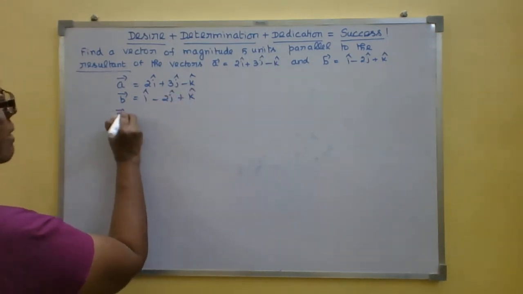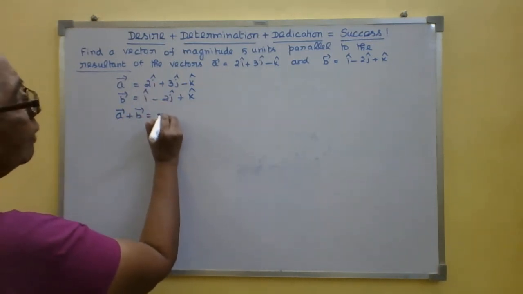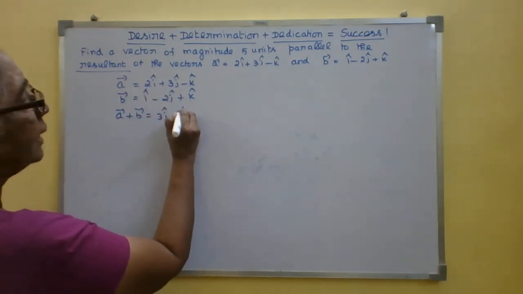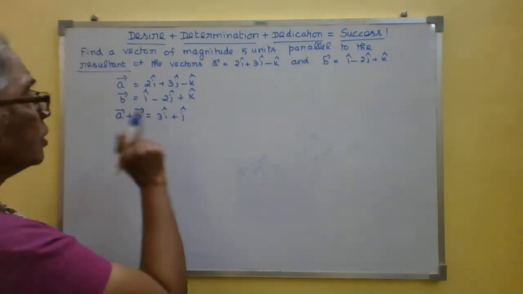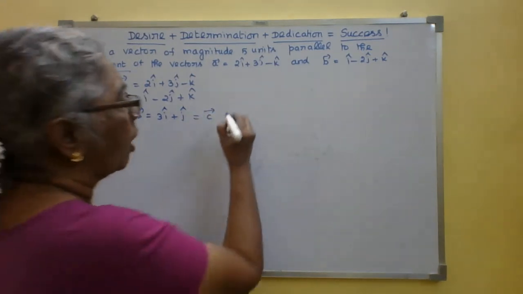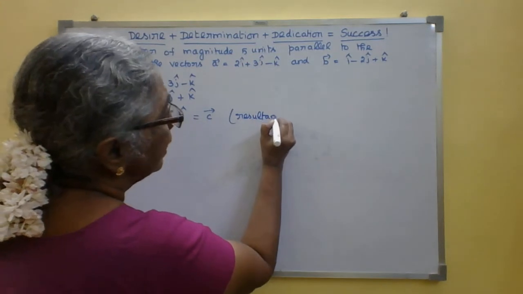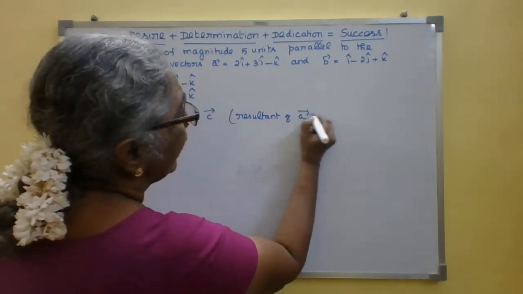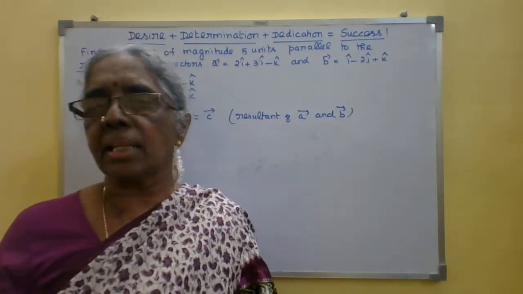Let us find the resultant, which is a vector plus b vector. You add it, you will get 3i cap plus j cap. That minus k and plus k will cancel each other. So this is your a vector plus b vector. Let me name it as some c vector. This is actually the resultant of a vector and b vector. So we have got that c vector.